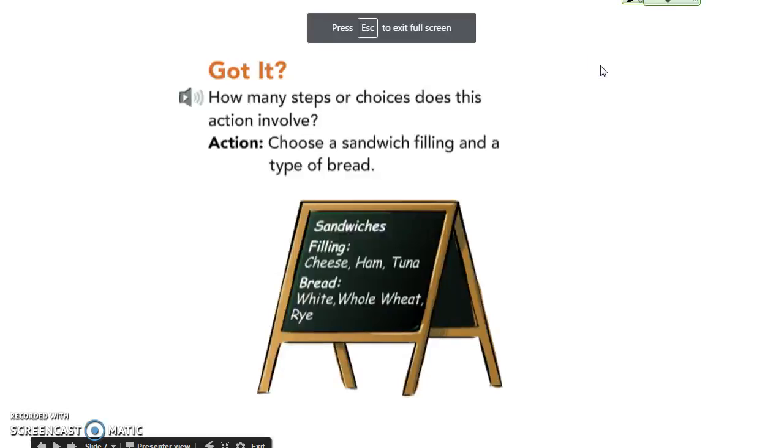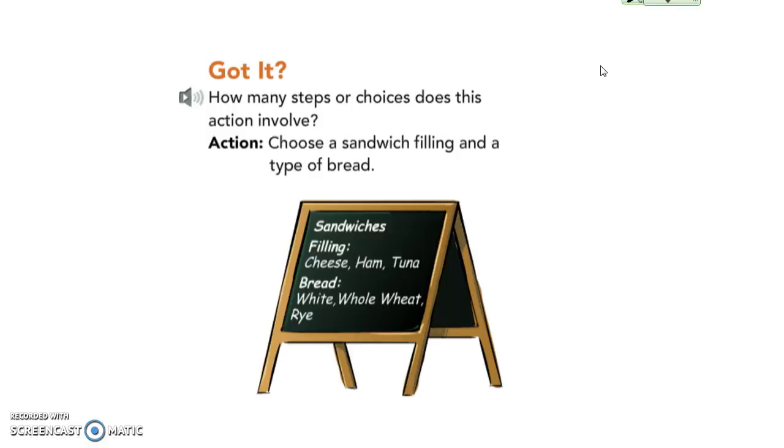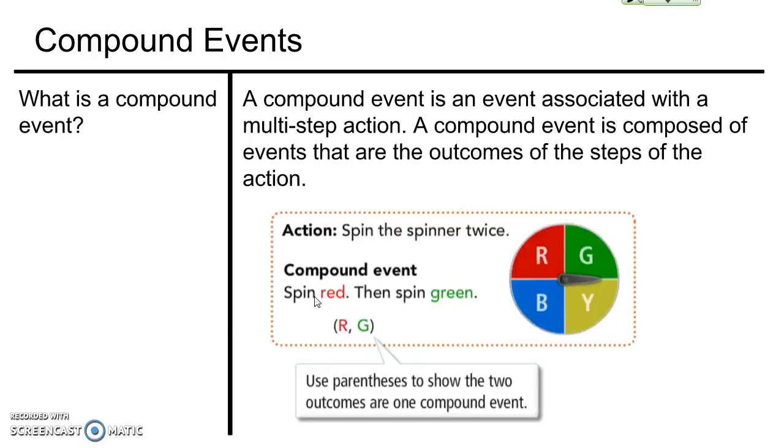All right, look at this example. How many steps or choices does this action involve? Choose a sandwich filling and a type of bread. So how many different steps or choices are involved in this action? There are 2, the filling and the bread. Okay, pretty simple.